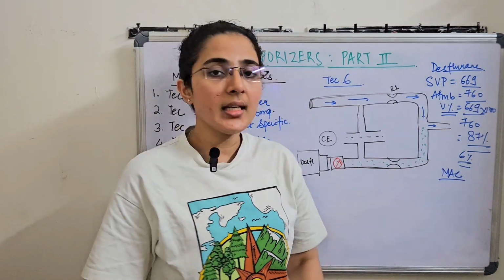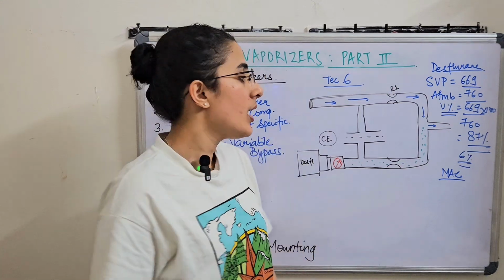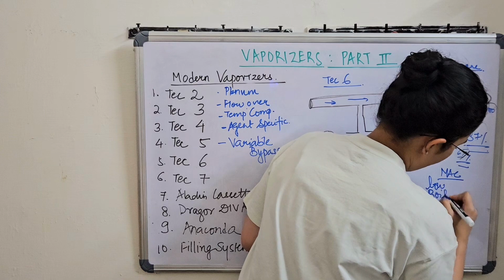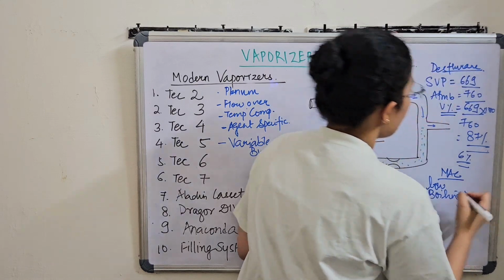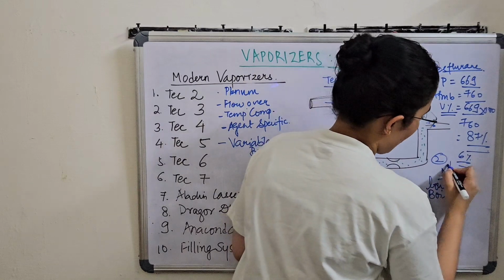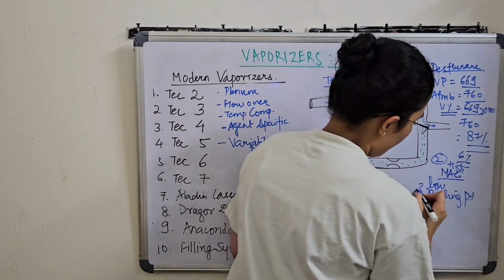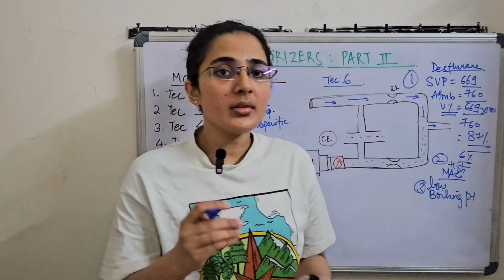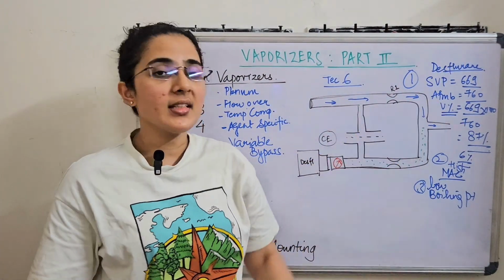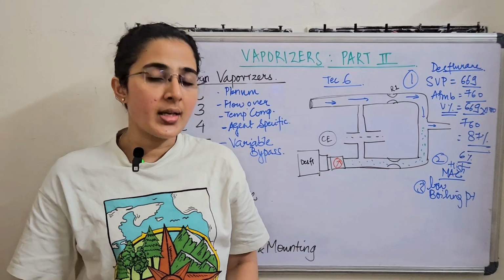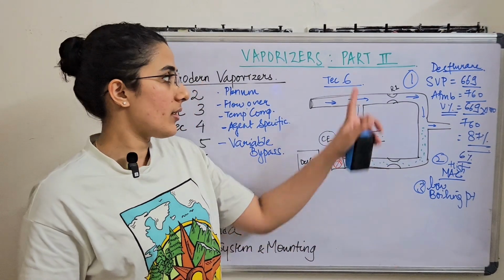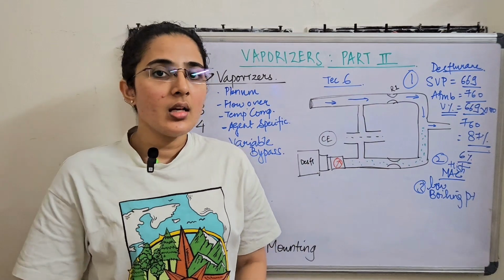It has a very high minimum alveolar concentration, and it also has a low boiling point. Number one, it has a very high saturated vapor pressure, number two, a very high MAC, and number three, a low boiling point. These are the three features which make desflurane a special volatile agent, and hence it requires a specialized vaporizer, that is our Tec 6 vaporizer.